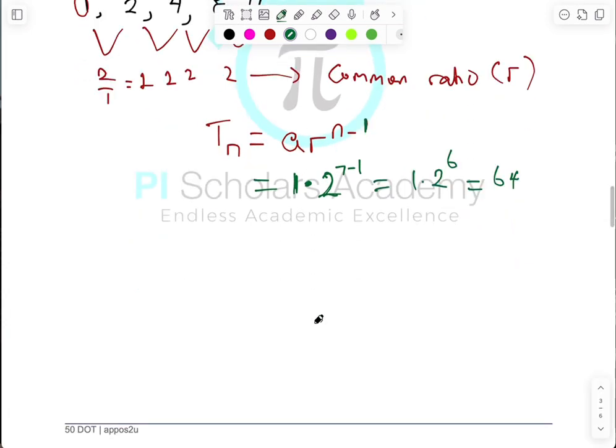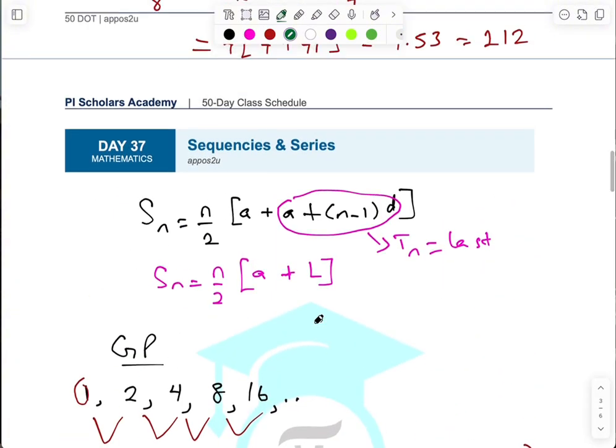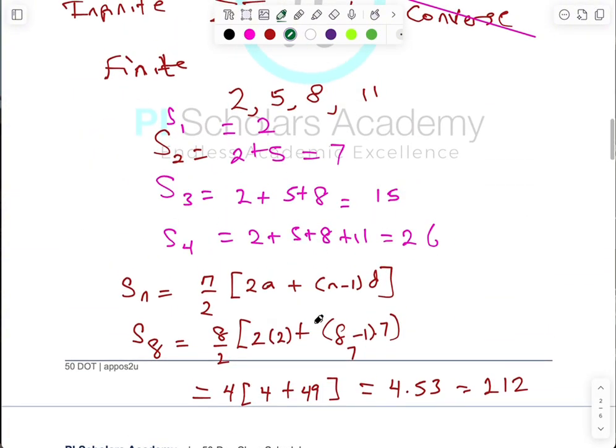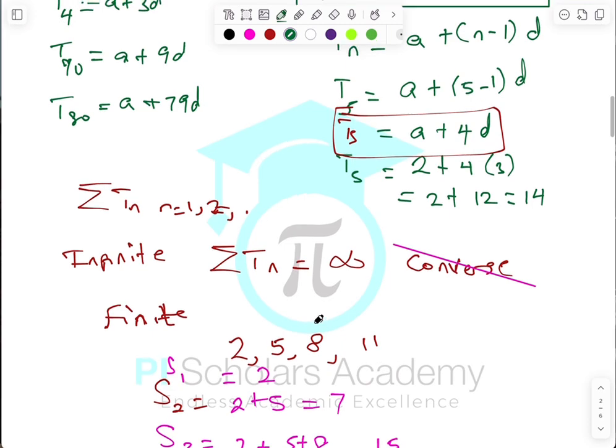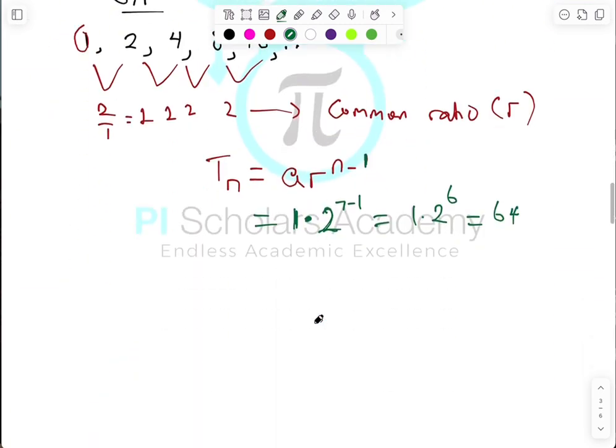Now, we also have a way of knowing the sum of a geometric progression. And for this one, even if it is infinite, it can still converge. But it depends on these things. But first of all, let's do generally what is the sum of geometric progression.